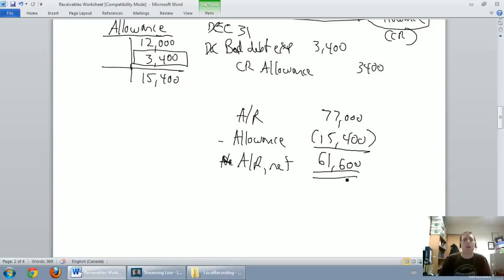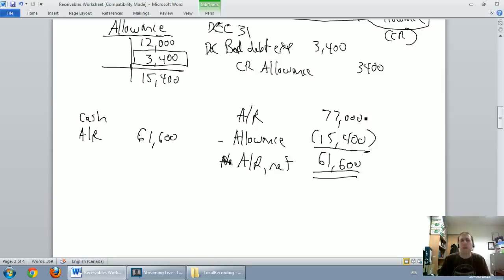So typically how this would look, again, is on the front page of the balance sheet, we'd have cash, accounts receivable, maybe some inventory and other assets, liability, shareholders' equity. Well, the accounts receivable that would appear on the face of the balance sheet would be 61,600. Then in the notes to the financial statements, we would disclose this calculation. We would show that calculation, how we arrived at the $61,600.